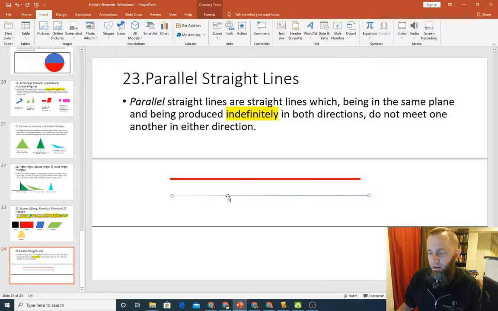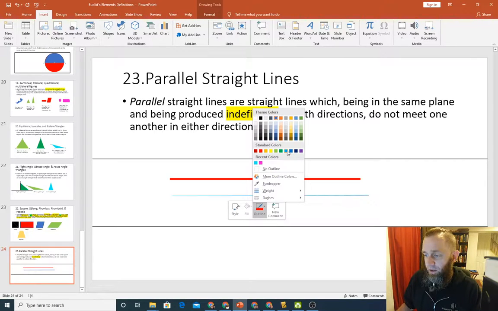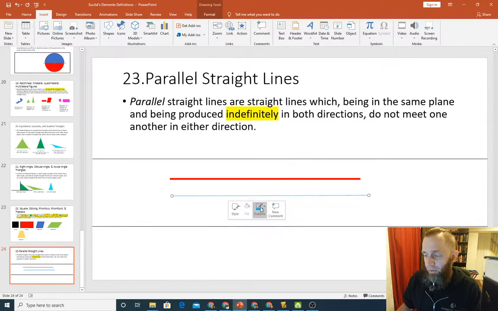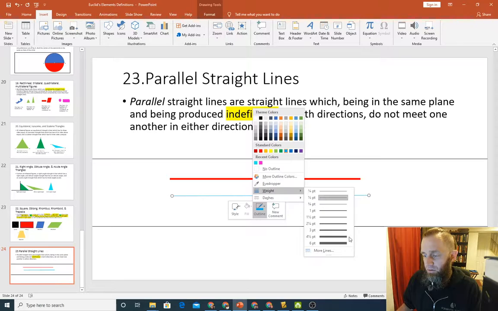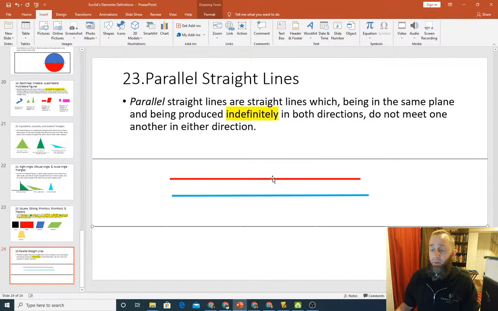So there's a line. Of course, lines don't really have width, but these are our fake lines that we're just making easy for ourselves. And that one will be blue, and we'll make it big and wide too. There we go. All right, so there's our two lines, but we have to produce them.